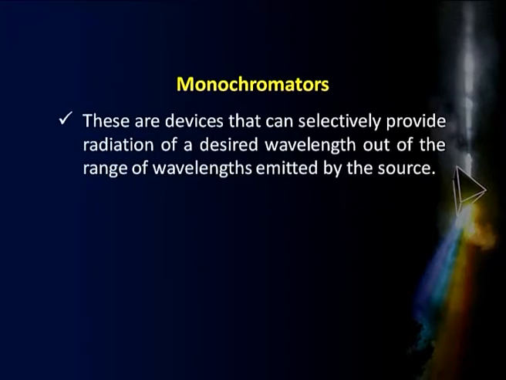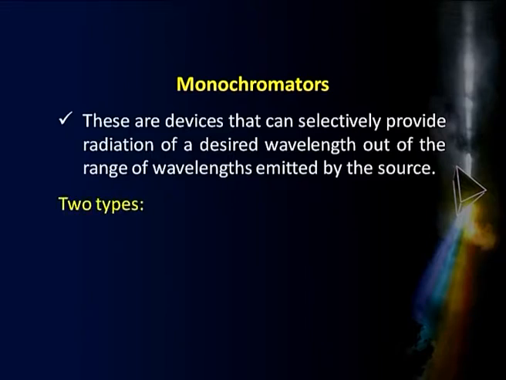Now, monochromators are used more often; most of the instruments are employing monochromators. As the name suggests, monochromators are devices that can selectively provide radiation of a desired, particular wavelength out of the whole range of wavelengths given by the source.